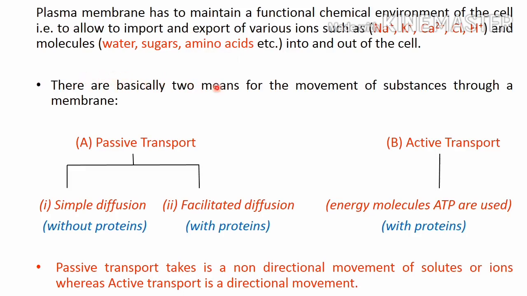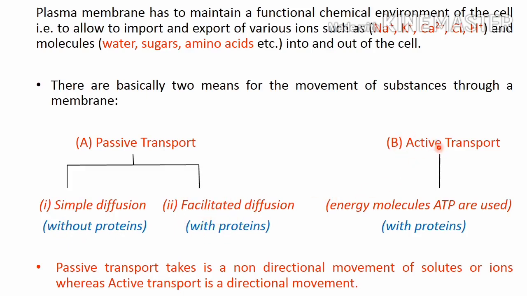So there are basically two means for the movement of substances through a membrane. One is passive transport and another one is active transport. As the name indicates, passive transport is that mechanism of transport of ions and solutes in which energy is not utilized, that is, ATP energy is not utilized. And here two mechanisms are followed: simple diffusion, which takes place without proteins, and the second one is facilitated diffusion, which takes place with the help of protein.